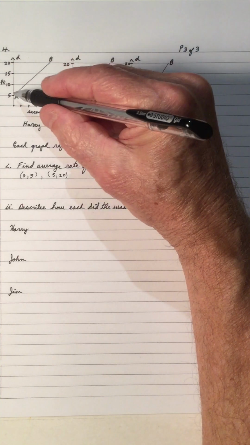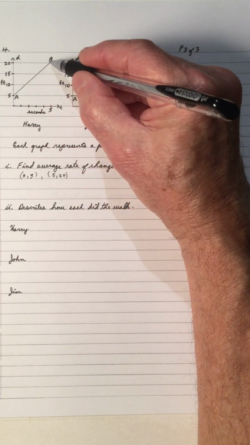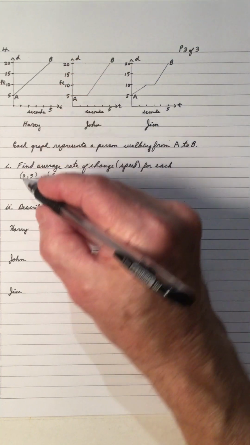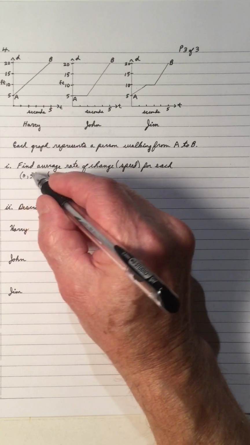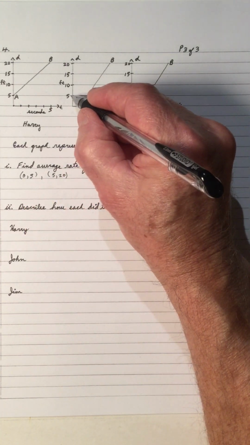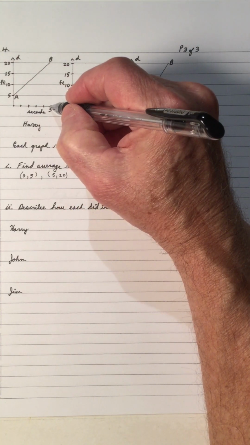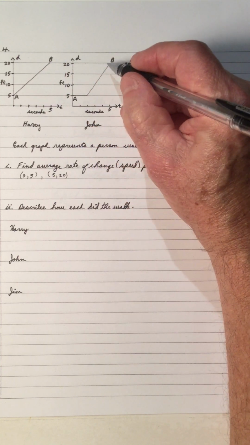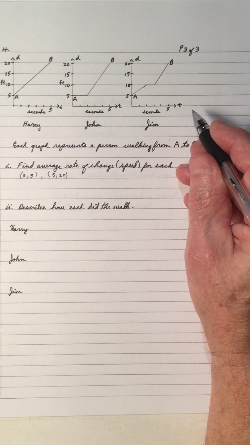If you notice, the three of these start at A and end at B. So they start at time 0, distance 5, and they all end up at 5 seconds, 20 feet. That means that they all have the same slope.